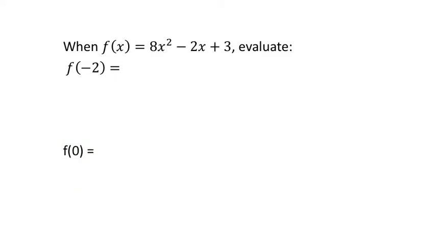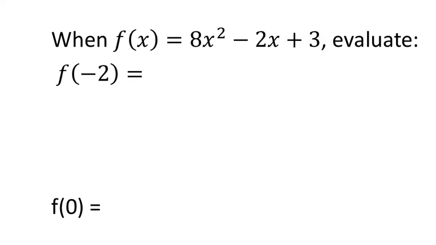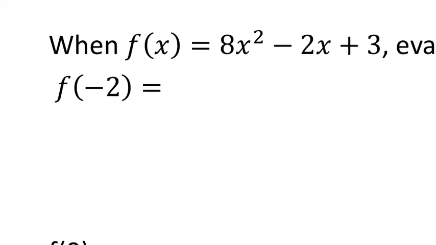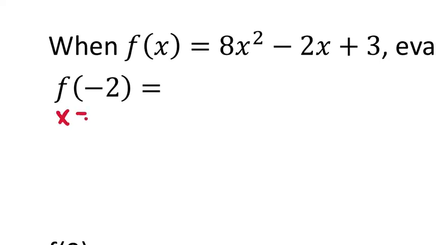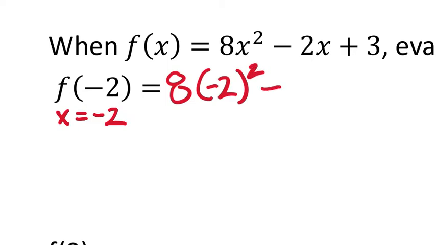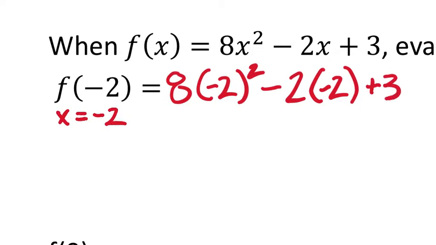All right, well, what about these types? I like f of 0. We'll get to that one. But first, we've got f of negative 2. Again, this is just telling us to take your x's and replace them with negative 2. So we've got 8 times x, which is negative 2. It's negative, so I do want it in parentheses, minus 2 times negative 2, and then plus 3. But again, I'm just going to put this into the calculator, and then I'm going to call it good.